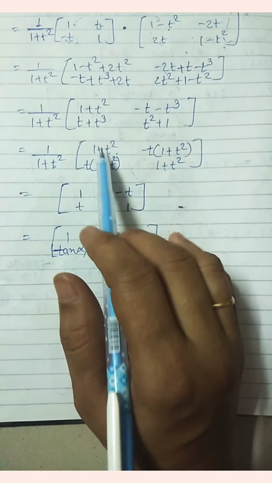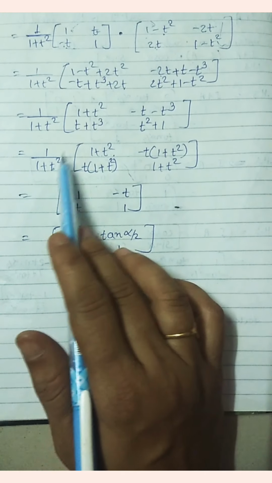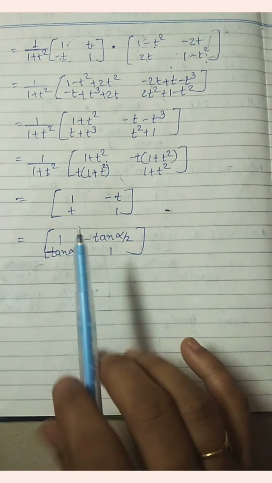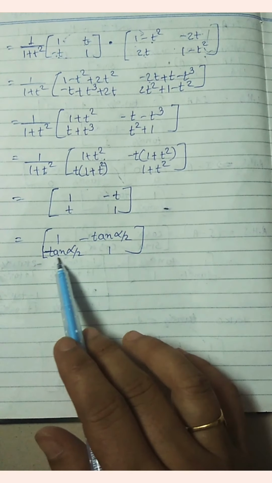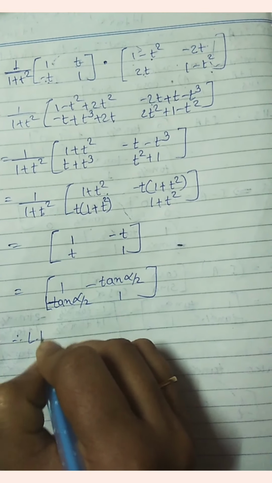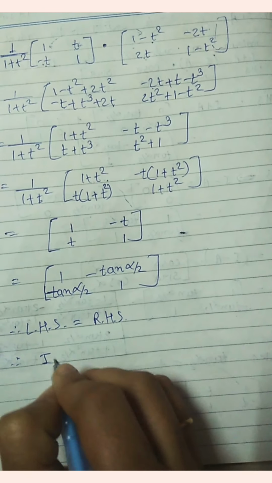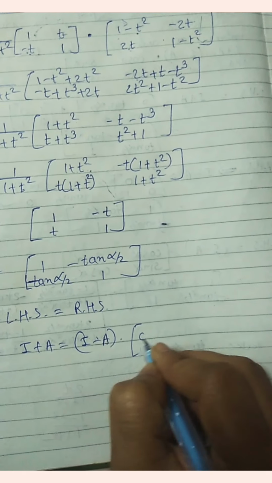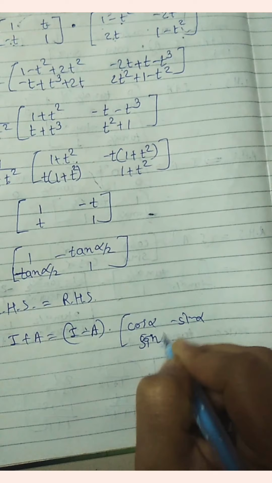Okay, and I find that 1 plus t square is common from all the members. So again your 1 plus t square is cancelled in numerator and denominator, and your matrix becomes 1 minus t, t 1. So 1 minus tan alpha, plus tan alpha by 2 and 1. Therefore LHS is equal to RHS. Therefore I plus A is equal to I minus A into cos alpha minus sin alpha, sin alpha cos alpha.